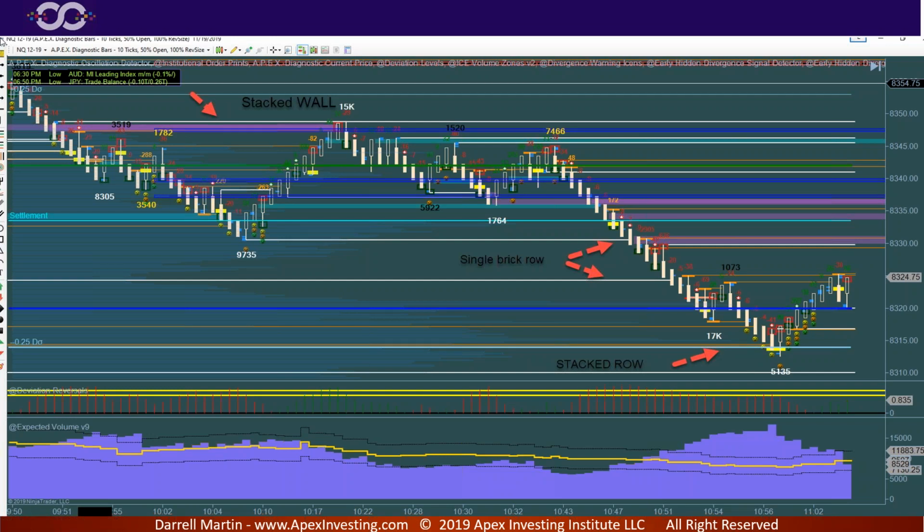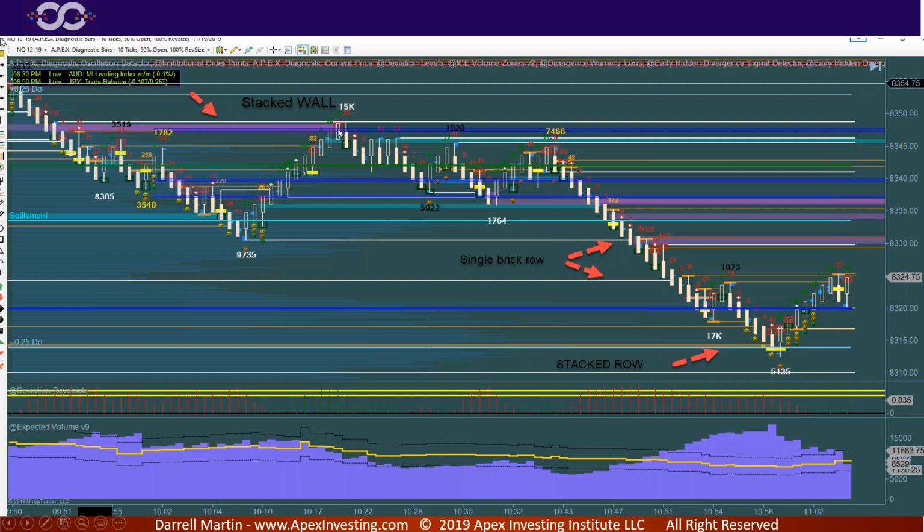Yeah, three paws. Definitely a stack. Single row, stack. Okay? Up here, we got I-zone. We got a mini magnet. We got a paw level. All right there together. That is a stacked wall.